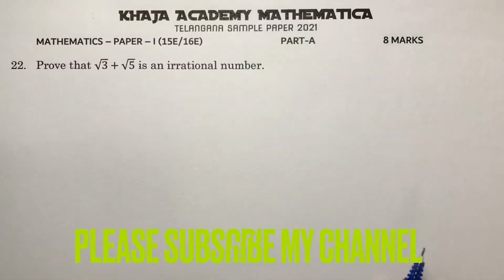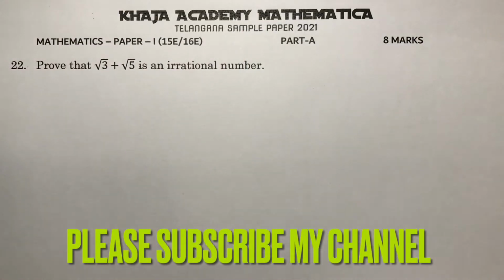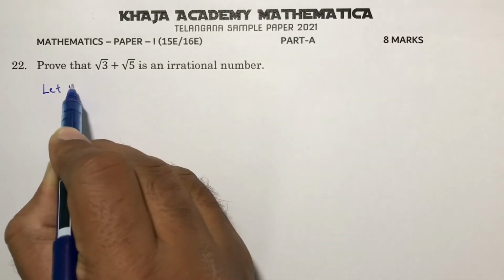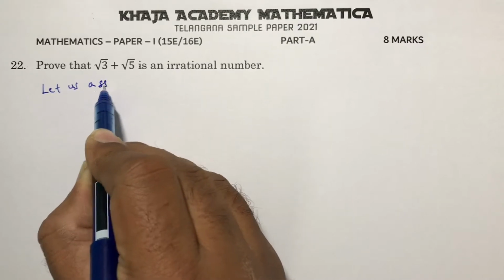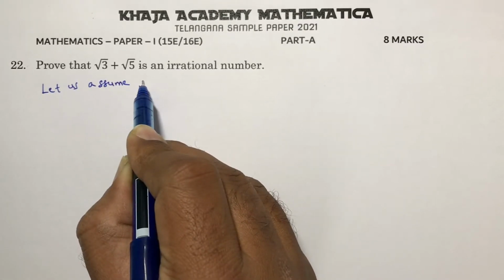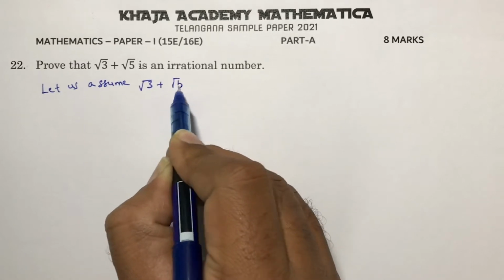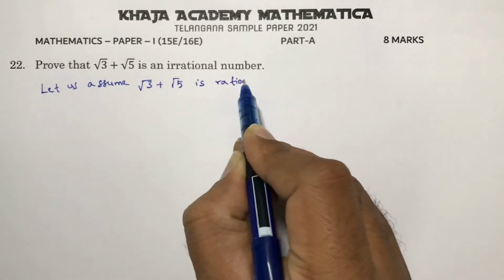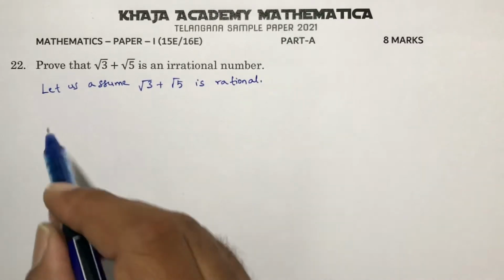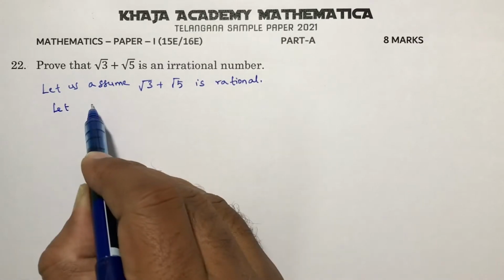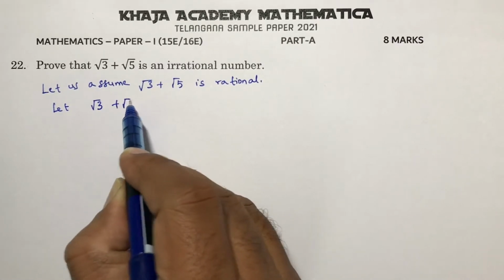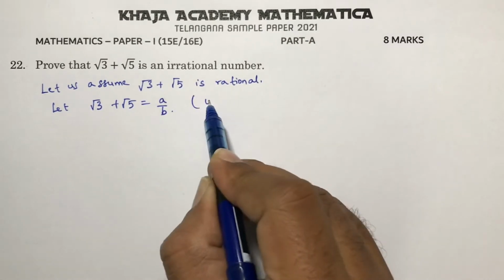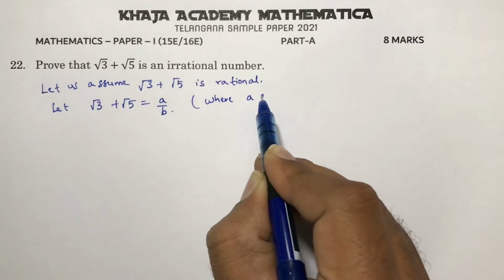Question number 22 for 8 marks. Prove that root 3 plus root 5 is an irrational number. So let us assume that root 3 plus root 5 is a rational number. So let us consider root 3 plus root 5 equals a by b, where a and b are co-primes.